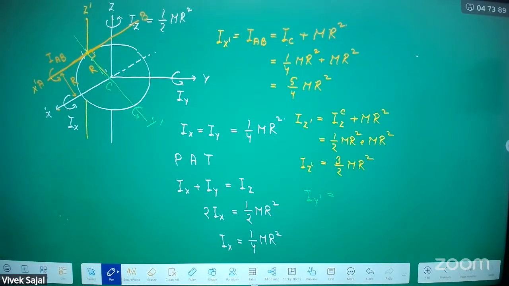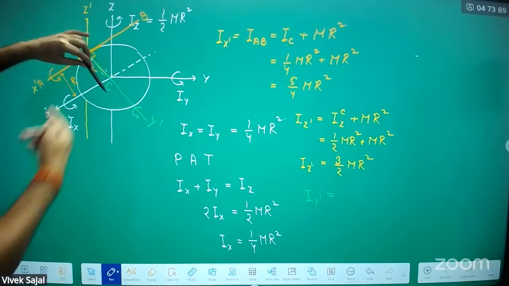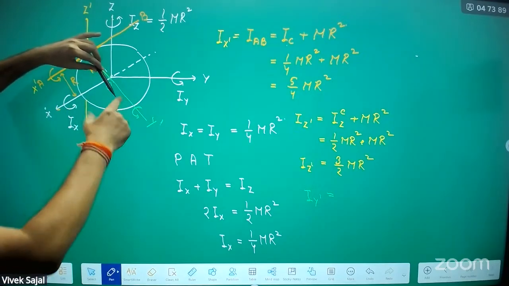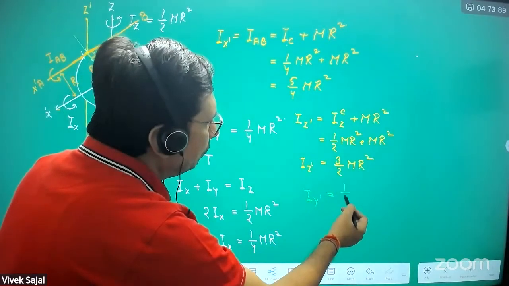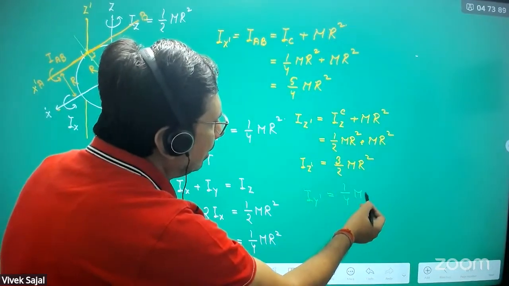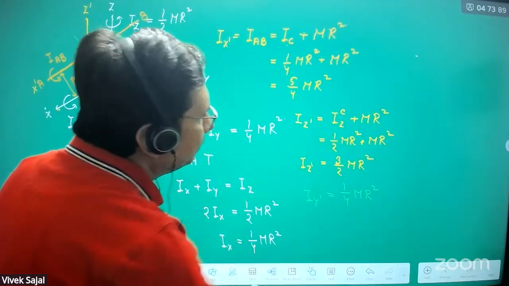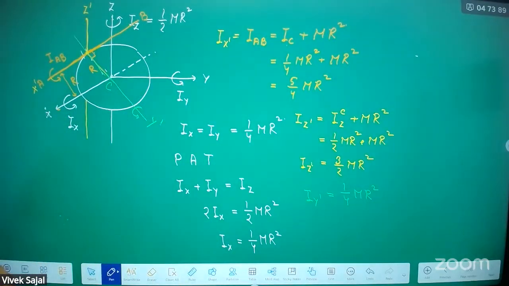Tell me, beta, what is this? This is a diameter. On rotating about this, you will get a sphere. So how much are you going to get? You will get 1 by 4 mr square. Am I correct? Sir, this is the same axis, right? Yes. Like the x axis, the y axis, similarly this is the axis. Okay, now find out this Ix prime plus Iy prime. Yes, beta.